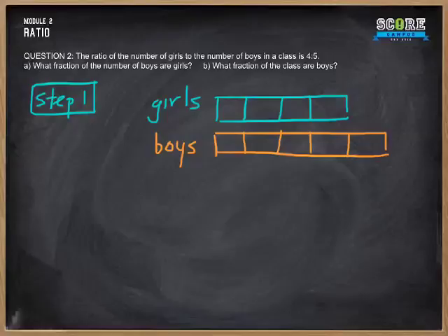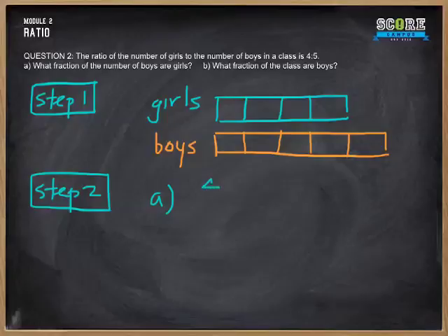Right, now let's look at step 2. Just by looking at the diagrams above, let's find the answers. Part A, what fraction of the number of boys are girls? There are 5 units of boys, 4 units of girls, so the answer is 4/5. Can you simplify that any further? No, so that becomes your final answer for question A.